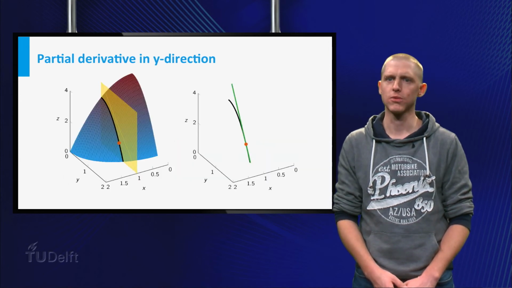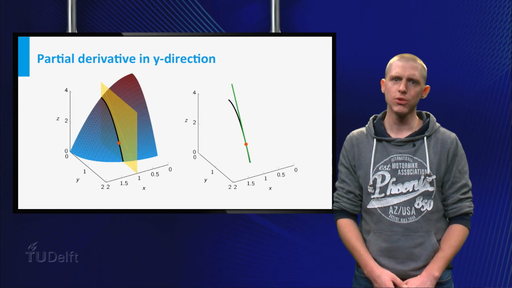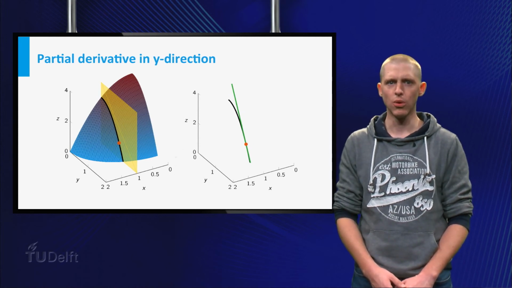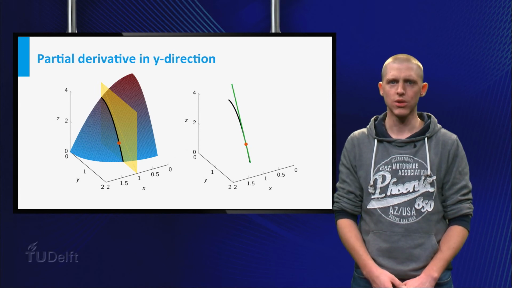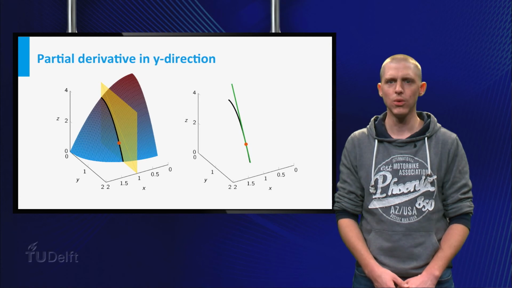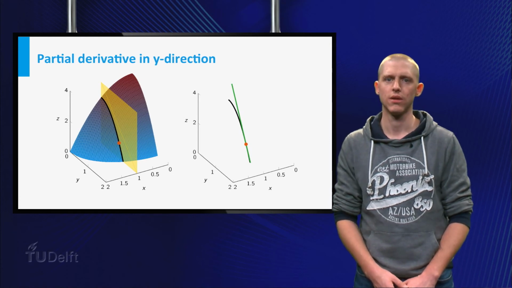Geometrically, f subscript y of (a, b) is equal to the slope of the tangent line to the curve c2 at the point (a, b, f of (a, b)), where c2 is the intersection of the graph of the function and the plane with equation x is equal to a.